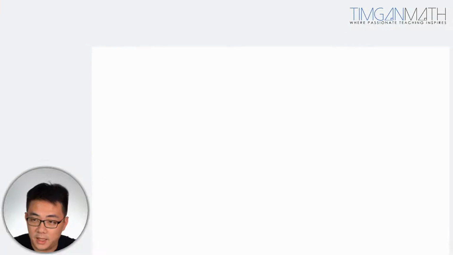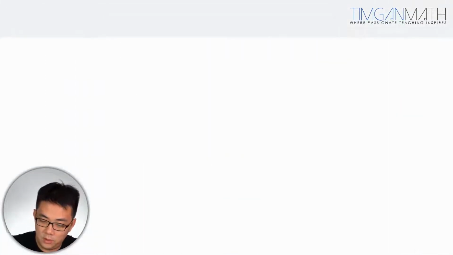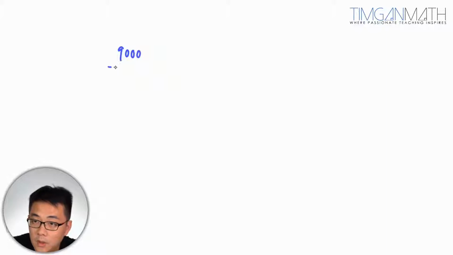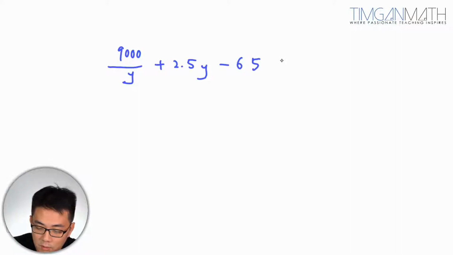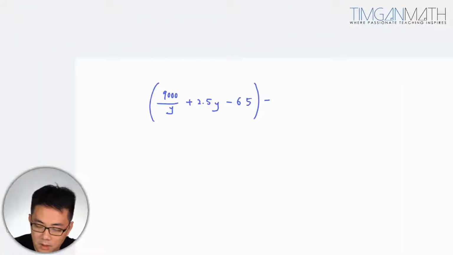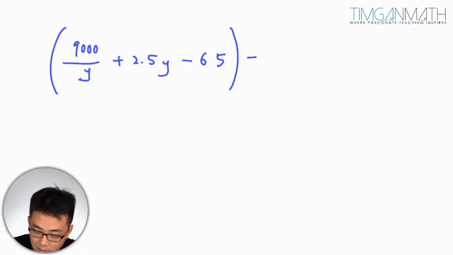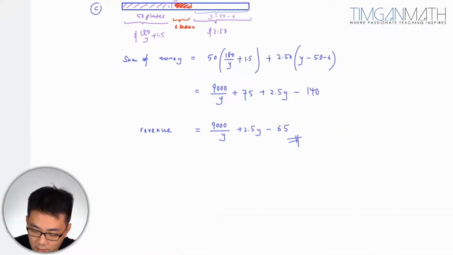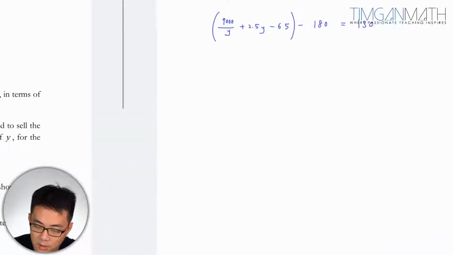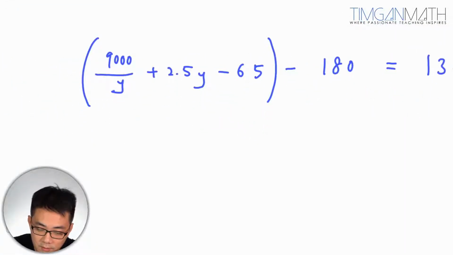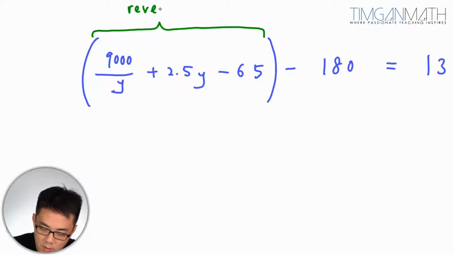From here, I'm just writing it down: revenue, so it's 9,000 over y plus 2.5y minus 65, minus the cost price, which is 180, will give us a profit of 130. This is what she received, this is the revenue, this is the cost, and this is the profit.